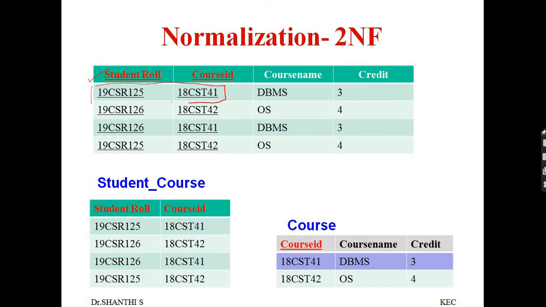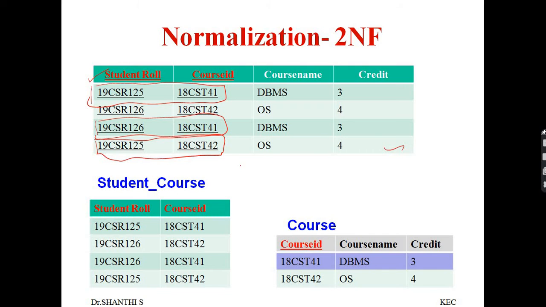So with this composite primary key, 19 CSR 125 plus 18 CST 41, this key will determine it is DBMS with 3 credit. Here it is 19 CSR 126, this is another unique key with 18 CST 41. This will also determine it is DBMS 3. Then 19 CSR 125 with 18 CST 42 is another primary key which is used to uniquely identify this record. So here we are using a composite primary key.